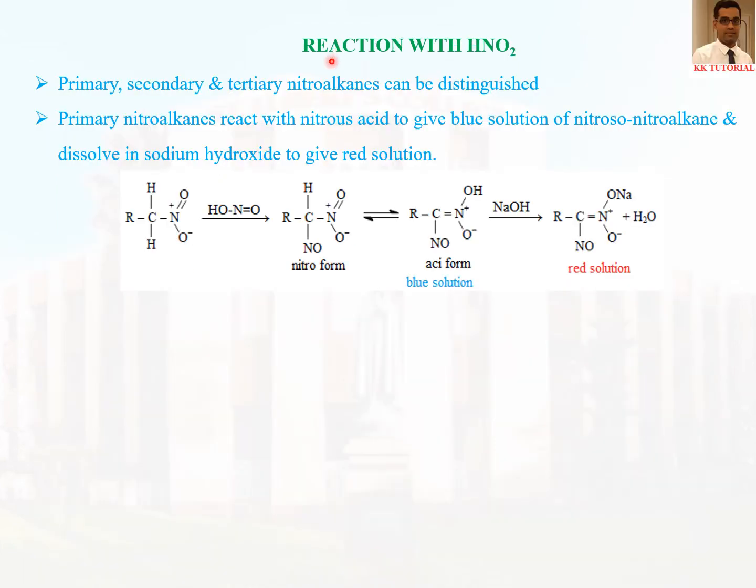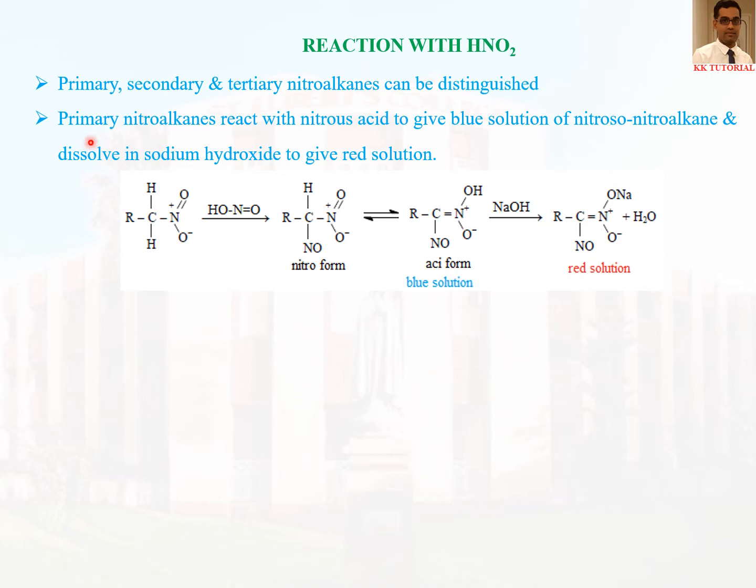The next reaction is the reaction with HNO2, which is a very important reaction because this reaction can be used to distinguish between primary, secondary, and tertiary nitroalkanes. The reaction is like that. Primary nitroalkanes react with nitrous acid, HNO2, to give a blue solution, which then dissolves in sodium hydroxide to give a red solution.